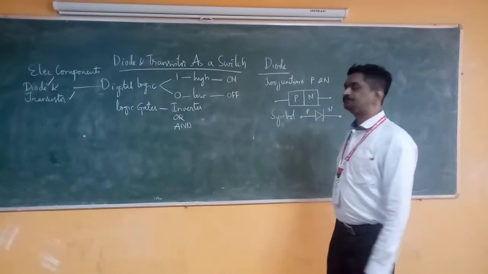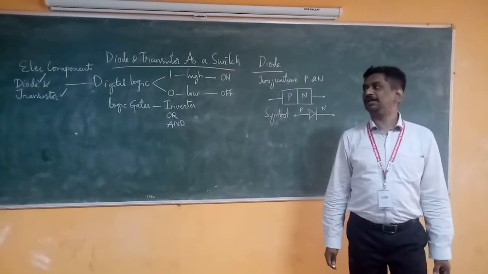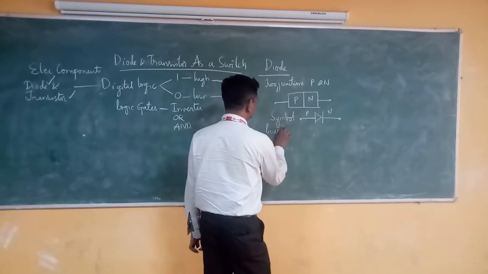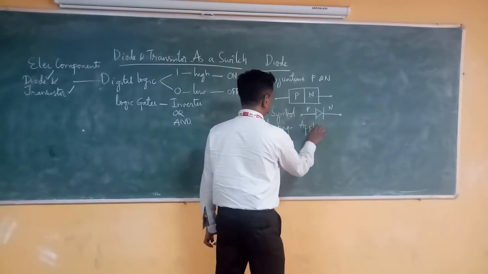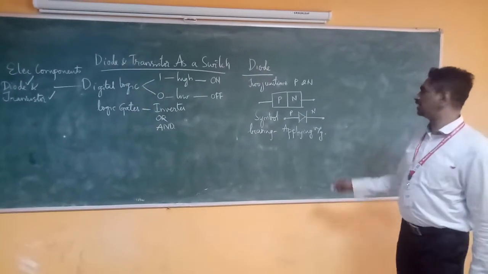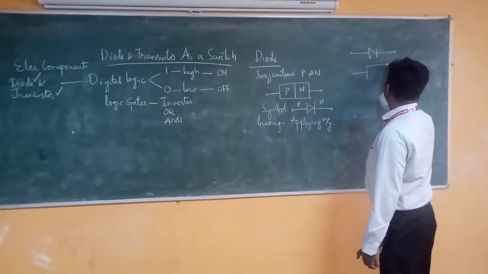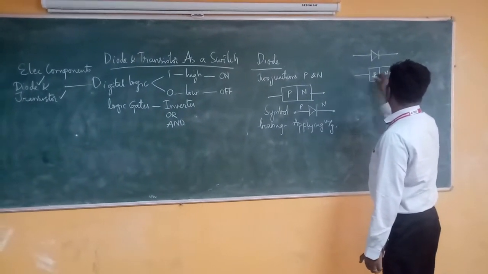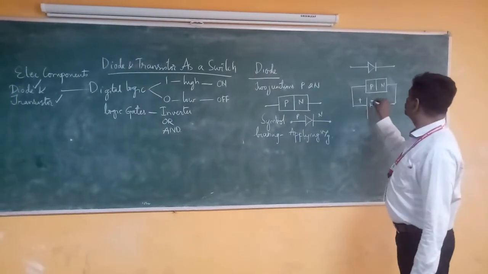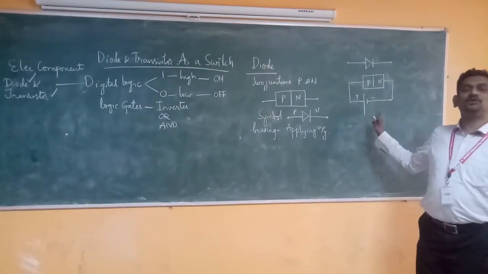Now when we apply voltage to any electronic device, we call that biasing. So biasing means applying voltage. Now we apply some voltage to this diode. So this is the diode, P and N, and I have applied a biasing. So this is positive and this is negative, and here I increase the voltage.